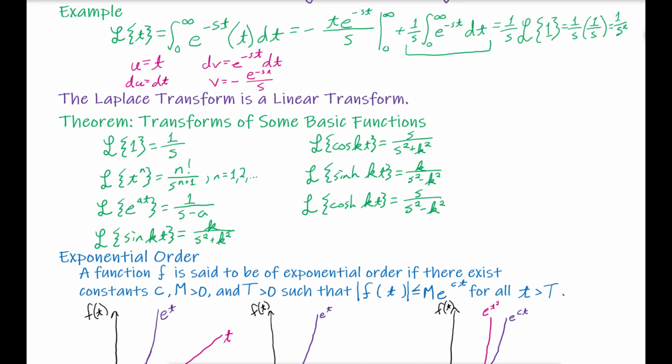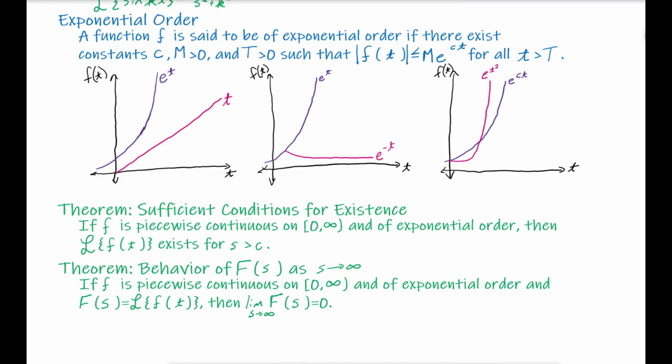And if you're taking the Laplace transform of the hyperbolic cosine of kt, it's going to be s over that same difference of s squared minus k squared. So we're going to talk about when this Laplace transform exists and when it doesn't. In order to do that, we need to know about exponential order.